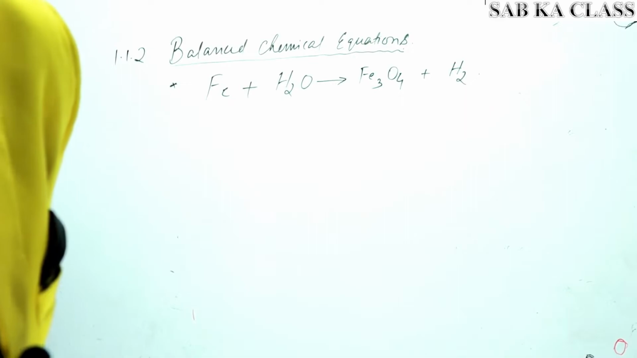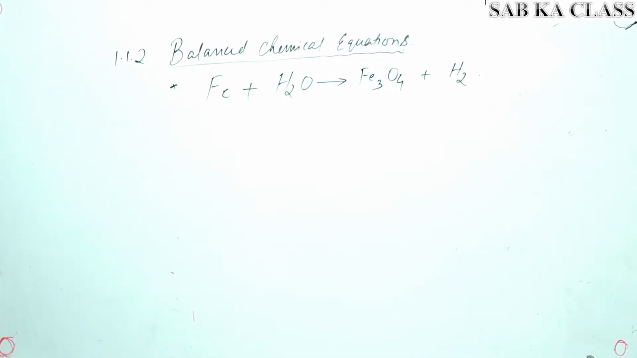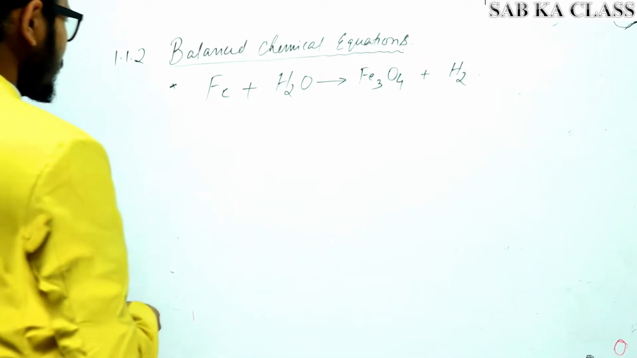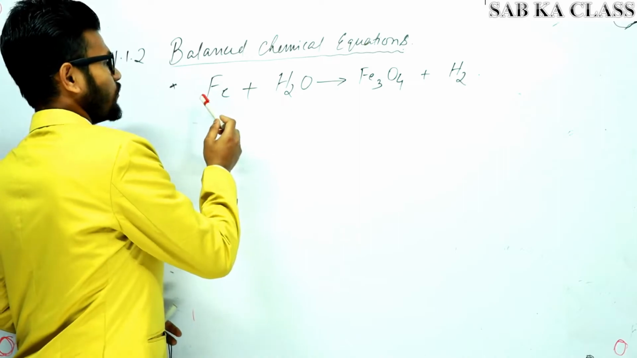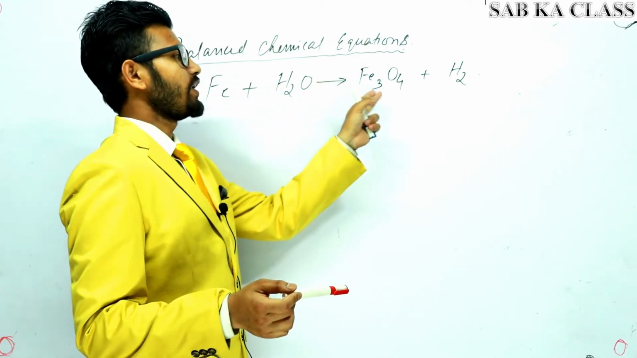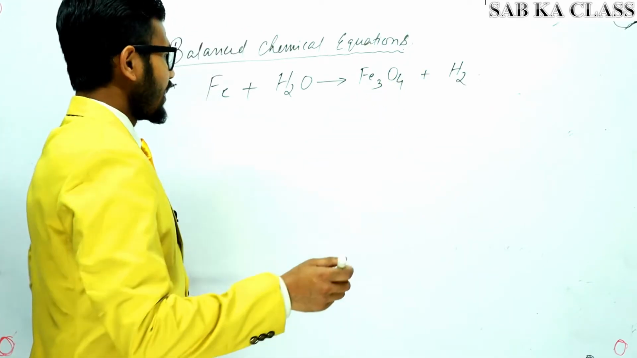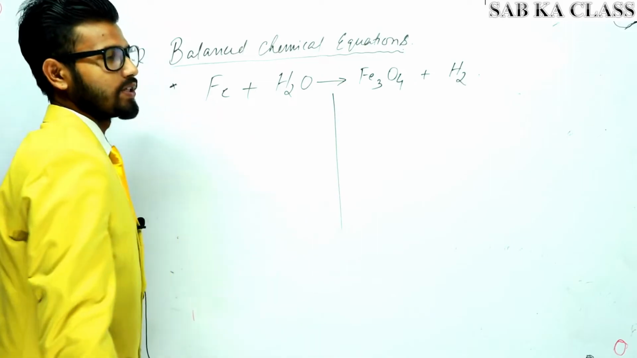And the equation is balanced already. So here goes another unbalanced equation. Let us try to balance it. So you can see ferrous, the iron, plus water, when it reacts, it provides ferrioxides plus hydrogen gas. So let us try to balance these equations.